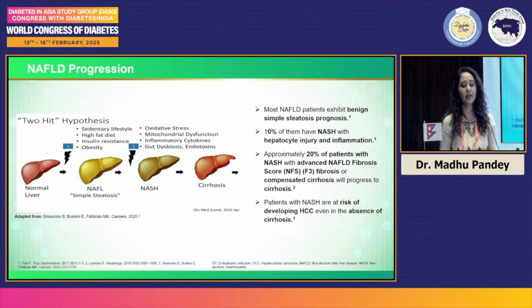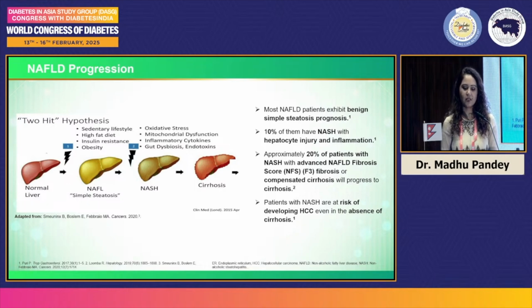So we have the two hit hypothesis about NAFLD progression and complications. When we have the normal liver, most NAFLD exhibit benign simple steatosis. 10% have NASH with hepatocyte injury and inflammation. Approximately 20% of patients with NASH with advanced NAFLD fibrosis scoring F3 or compensated cirrhosis will progress to cirrhosis. Patients with NASH are at risk of developing hepatocellular carcinoma in the absence of cirrhosis.